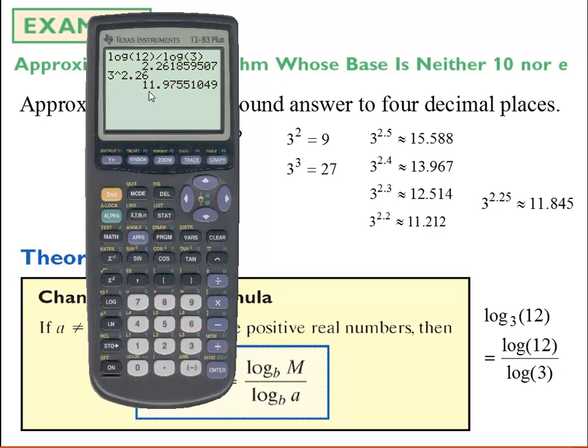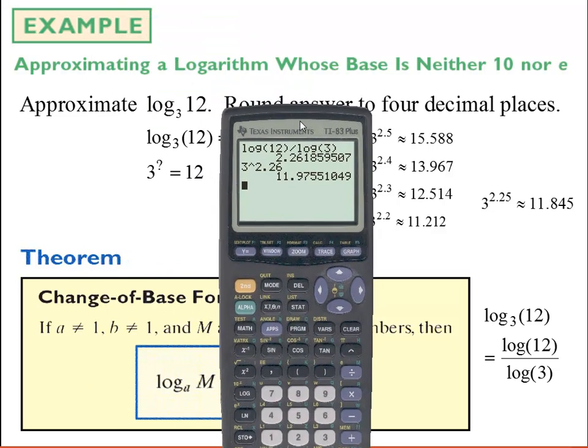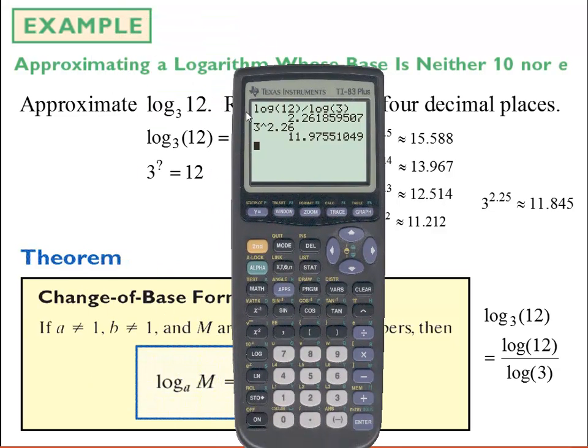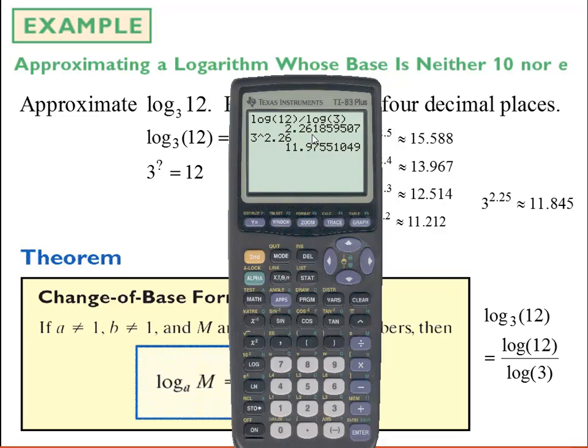Now keep in mind, with any of this stuff that we do here with these approximations, this approximation that I have here, 2.26, keep in mind that the more decimal accuracy I keep, the better my approximation. So if I say that log base 3 of 12 is equal to 2.26, that's an approximation, right? The more decimal accuracy I want, the better the approximation.